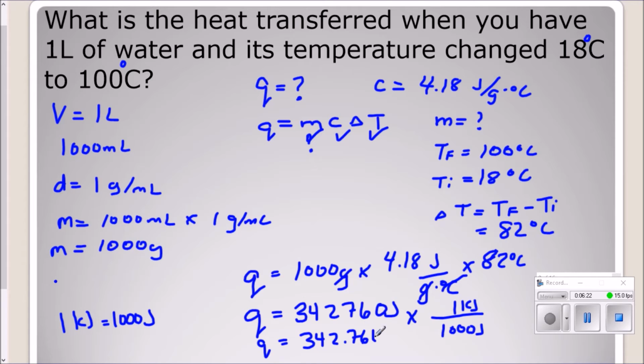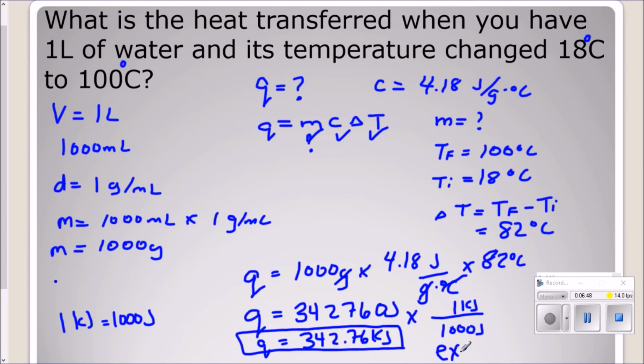And we can write a therefore statement. So therefore, the amount of heat that is transferred is 342.76 kilojoules when the temperature changes from 18 to 100 degrees Celsius. So this heat is being added to the water to change the temperature. If we were just going to think about this reaction, this is getting hot, right? So because it's hot, it's an exothermic reaction.